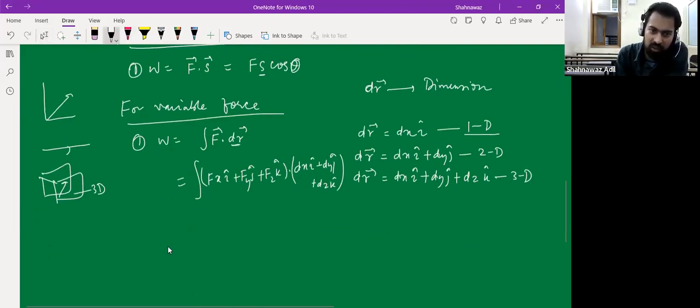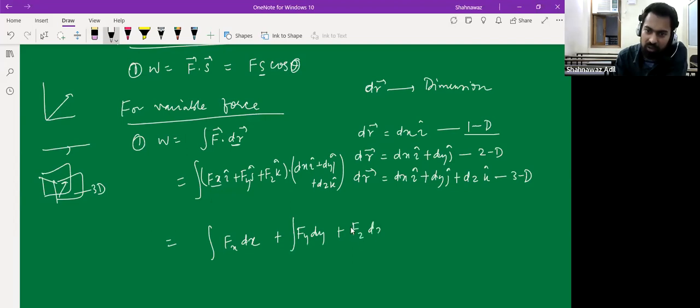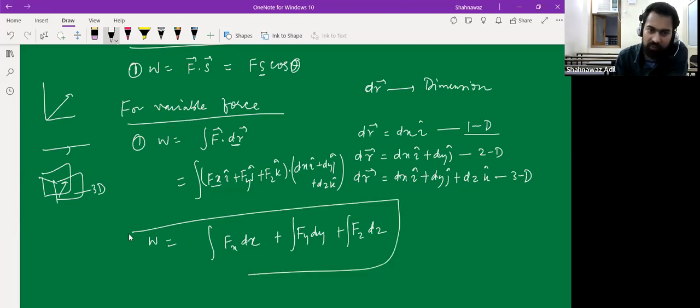A triple integral, right? So this will be Fx dx, this multiplied by this, and all the others are zero, and then you have Fy dy, and then you have Fz dz. So this is the work done for variable forces.